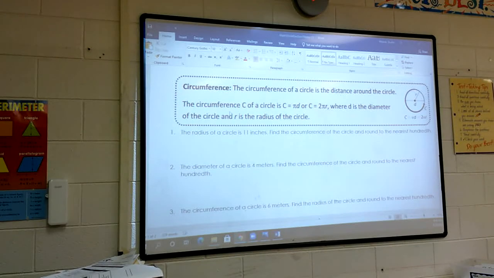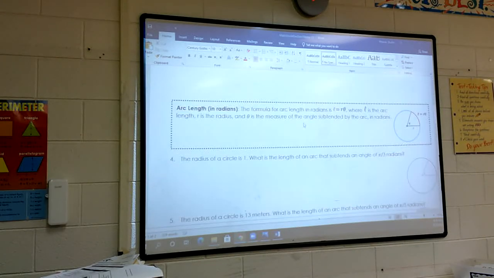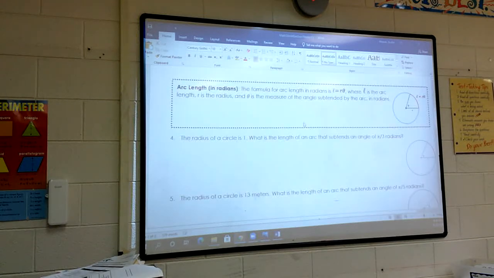And the next set of questions here talk about the arc length. So we're now looking at the big part of today's lesson. This first arc length is in radians. So it says the length is equal to r times theta. Theta is a symbol for an angle.